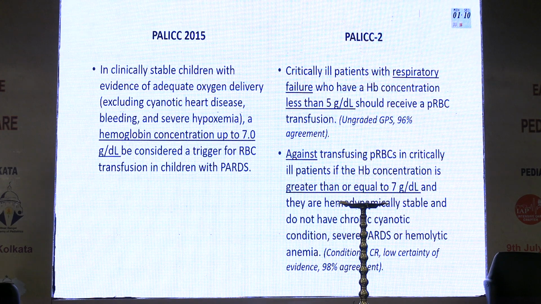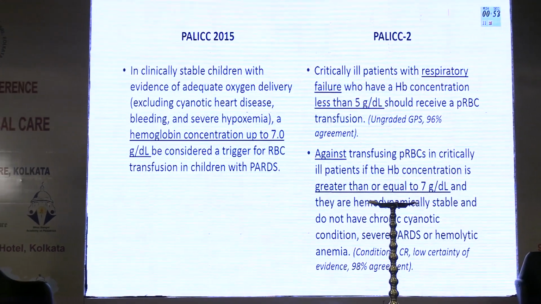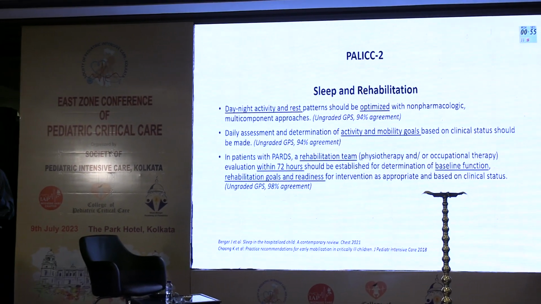Against transfusion in a critically ill patient if the hemoglobin is greater than or equal to 7, with hemodynamically stable status and no cyanotic heart disease. So this 7 is no more an indication. You can ventilate your patient with a level of 5 also.